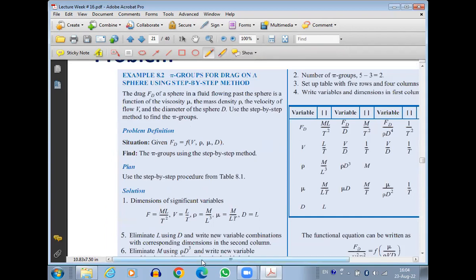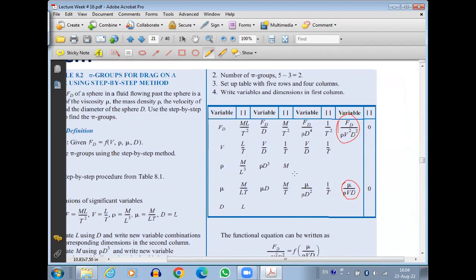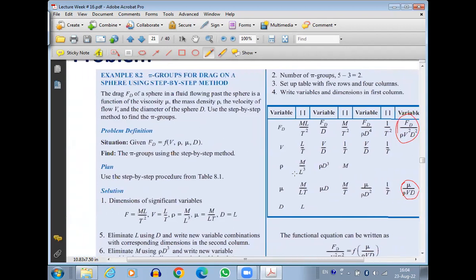This is the same problem that we just did before. The drag force of a sphere in a fluid flowing past the sphere is a function of viscosity, mass density, velocity of the flow, and diameter of the sphere. Use the step-by-step method. So that's the same as we did before. We have got this as a function of this, and here it is comparatively much simpler, because it is mentioned that FD is a function of mu, V, density, and D, just 4 variables.